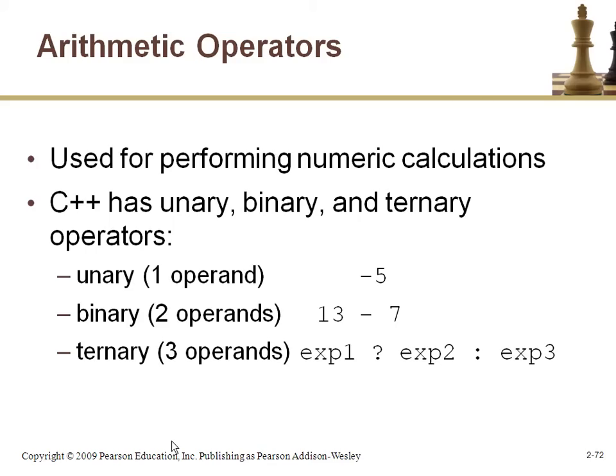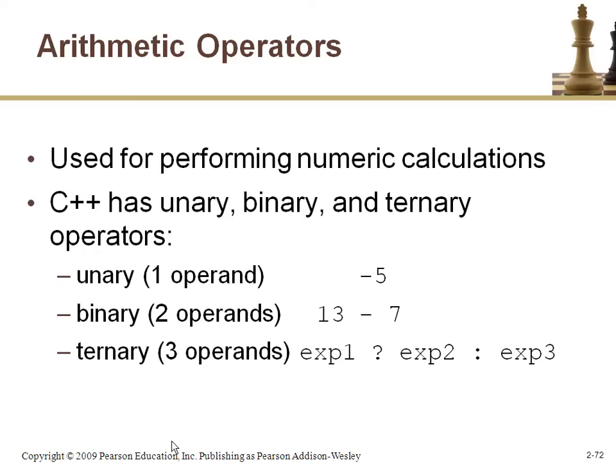C++ has unary, binary, and trinary operators. A unary operator would be the one where you are using a negative in -5. This operator is being used with one operand. In the binary form, you are using an operator to work on two operands, in this case 13 minus 7. This minus is a binary operator, and you have two operands, 13 and 7.